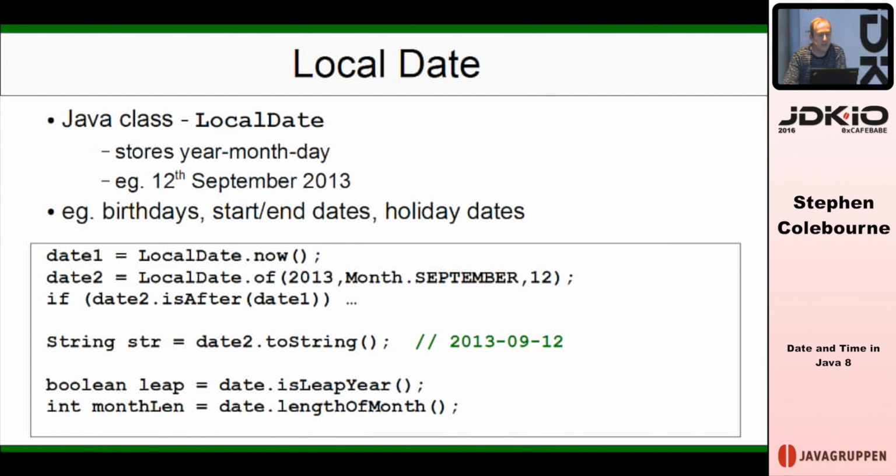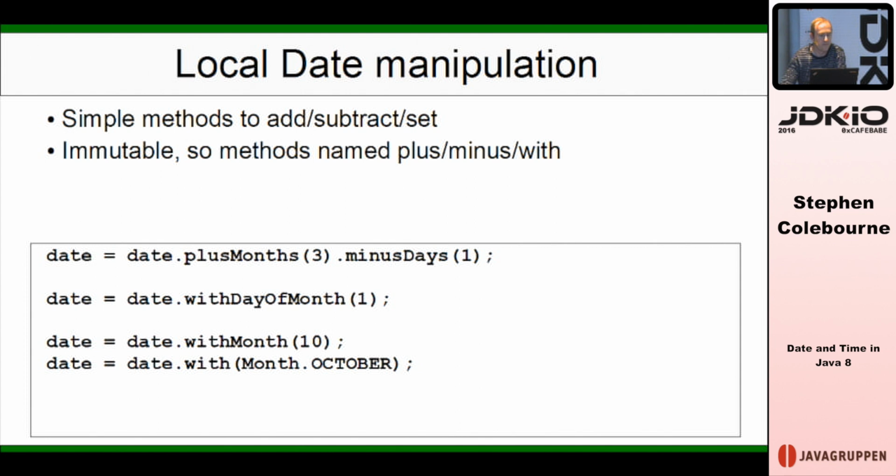Nice convenient methods. We can say if date 1 is after date 2. The toString is a nice format. If you've ever seen the toString of a Gregorian calendar, you'll know what a not nice format is. And we can ask, is it a leap year? What's the length of the month? So it has all the nice methods we'd like to have on a date object.